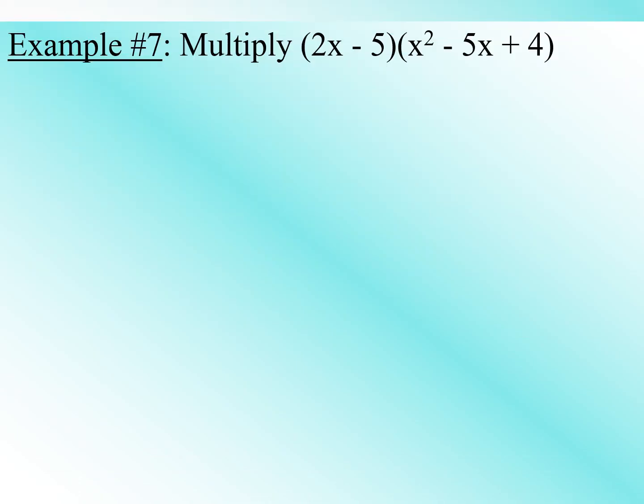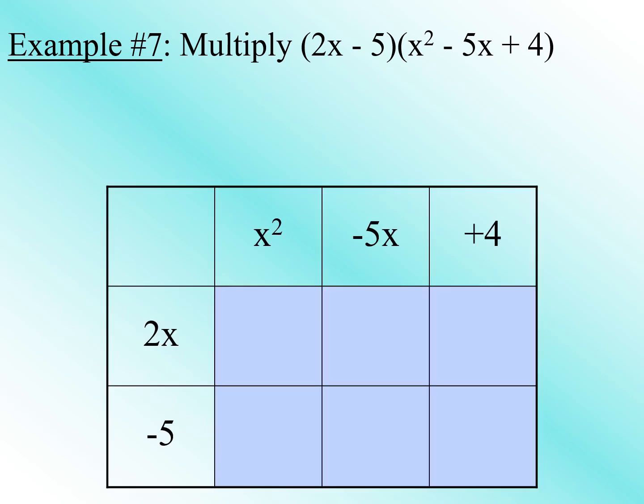Next, this is actually the same example, but this time we're going to use the box method. So, again, our binomial is at the side, and then our polynomial is on top. So, x squared, negative 5x, and positive 4. And what do we do here? We have to multiply 2x with x squared first.